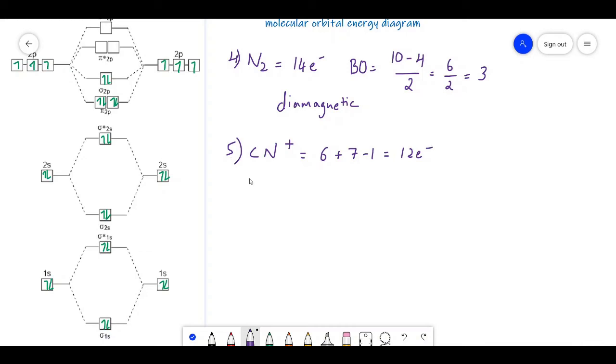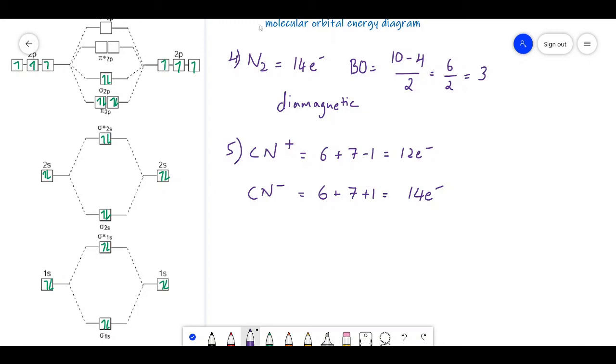Suppose it is given as some CN minus. So carbon has 6 electrons, nitrogen has 7 electrons, and minus means add 1 electron. So this is 14 electrons. In this way you can calculate. 14 electrons means again you will get the same thing: the same bond order and the same magnetic moment. If 12 electrons are there, you can just fill the 12 electrons, and you can also calculate the bond order and whether it is paramagnetic or diamagnetic.